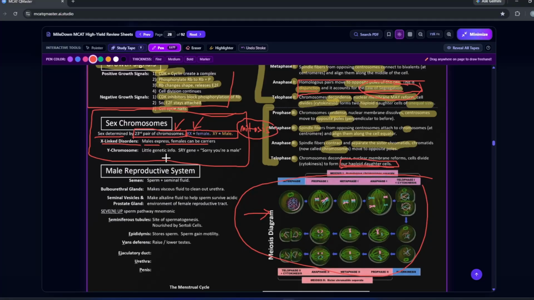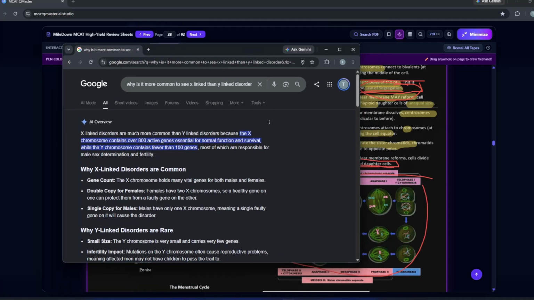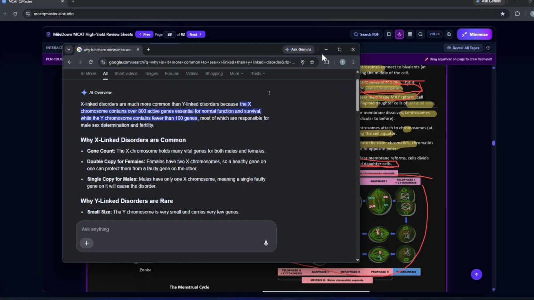So in X-linked disorders, something to note about them is that it's more common to see an X-linked disorder than it is to see a Y-linked disorder. So why is it more common to see X-linked than Y-linked disorder? All right, so here's the thing. X-linked disorders are much more common than Y-linked disorders because the X chromosome contains over 800 active genes essential for normal function and survival, while the Y chromosome has fewer genes, mostly responsible for only your male sex determination and fertility.